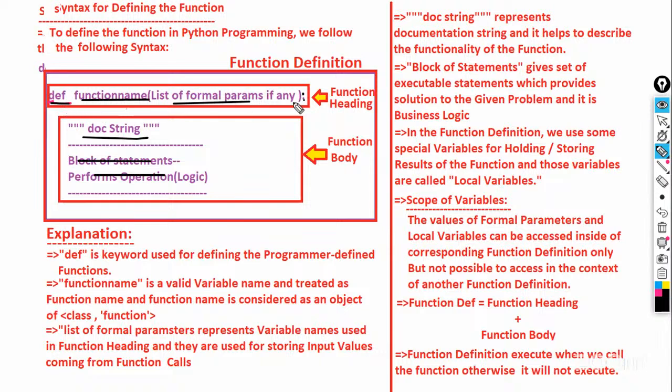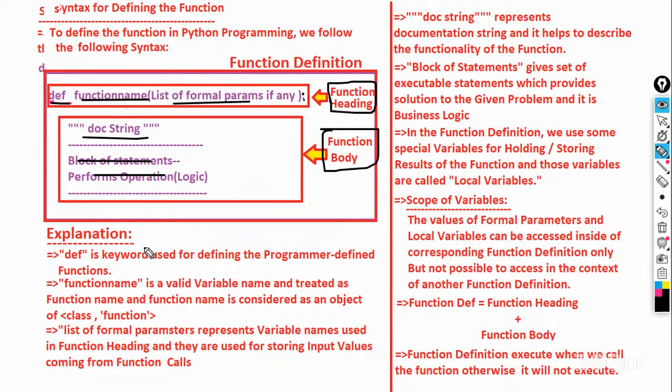So this first box is called the function heading. This is called the function heading. And the block of statements that we have is called the function body. This is called the function body. Right.